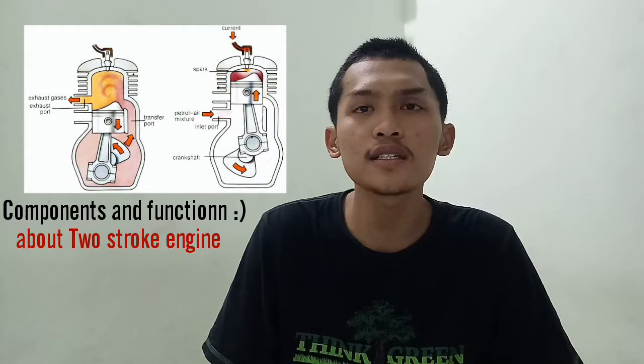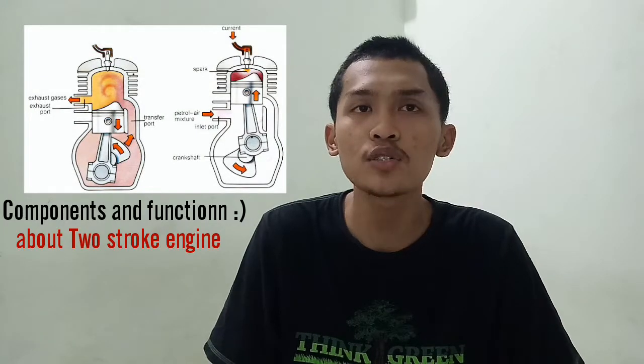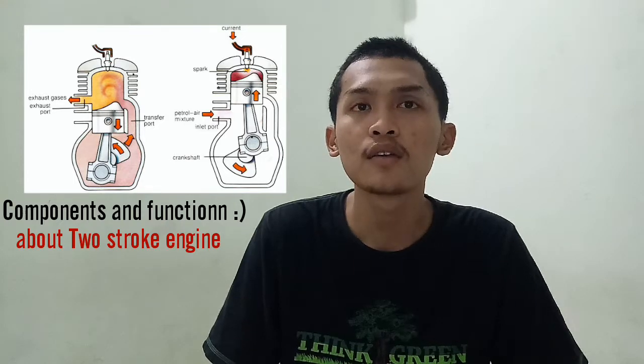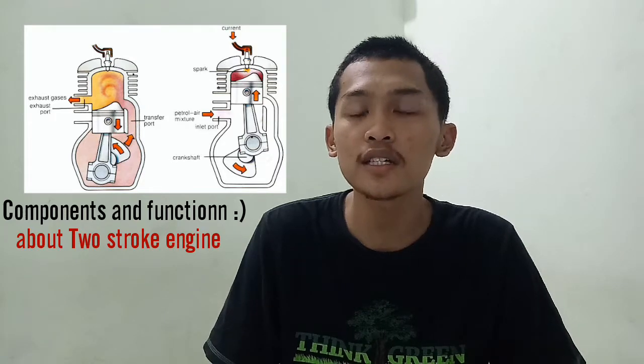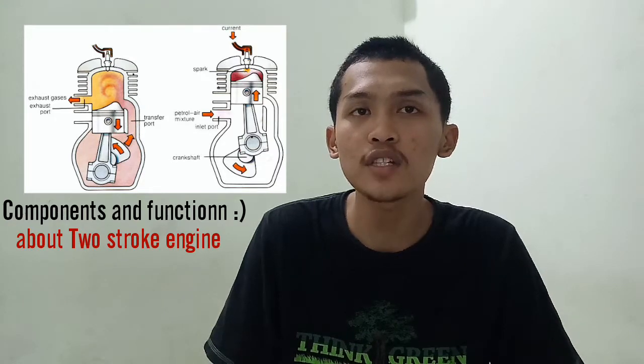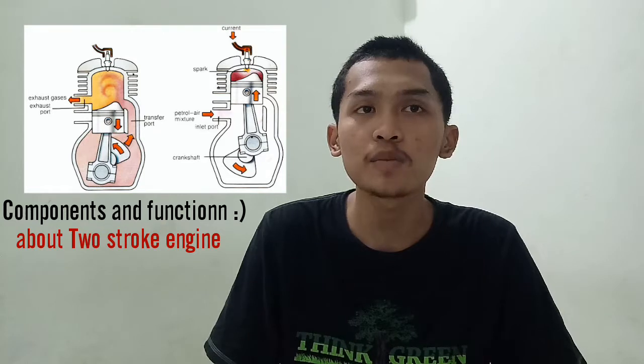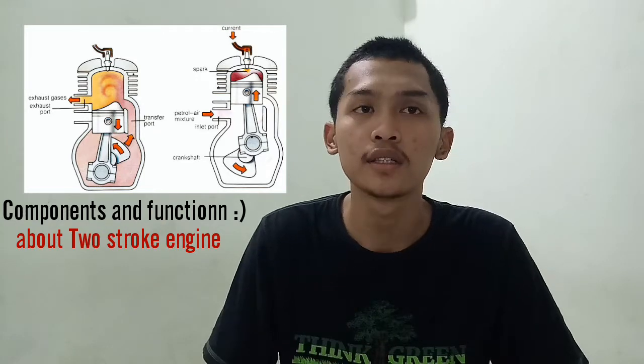So I will tell you guys about components that affect the motorcycle and their respective function. The first, engine block. Just like for stock engine, the cylinder block is used as a place to change energy from the combustion process to produce rotary energy. The main function of this cylinder block is to place the piston up and down.